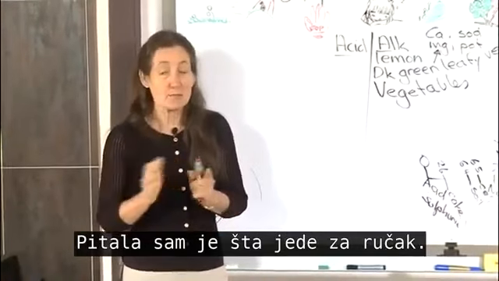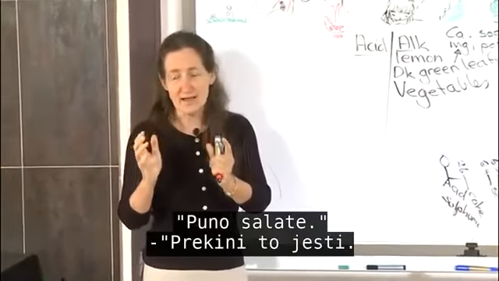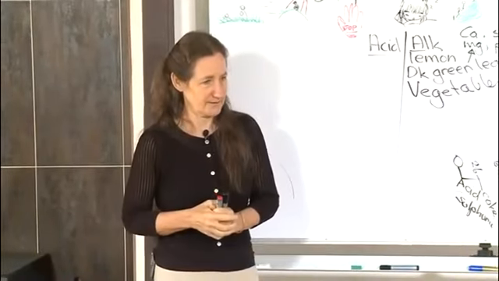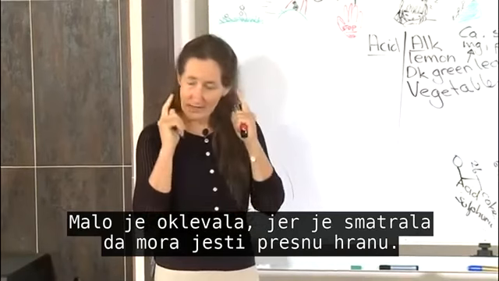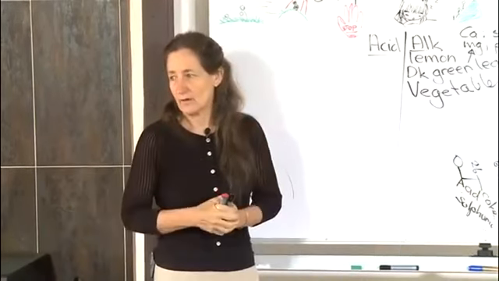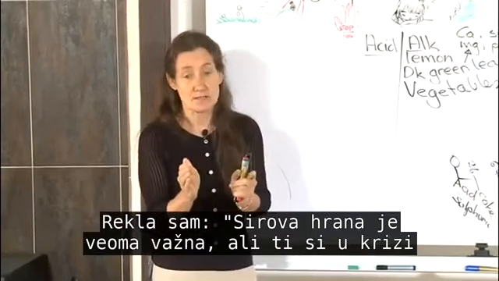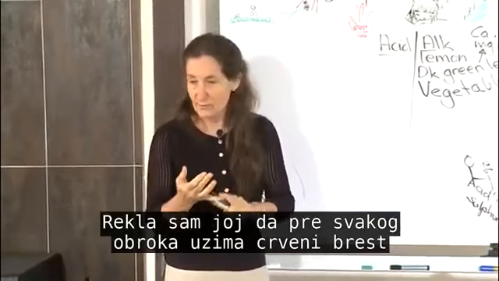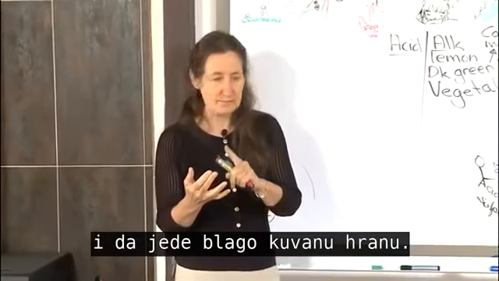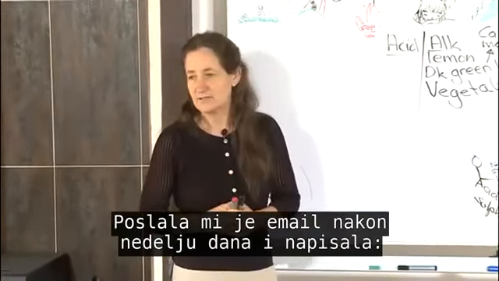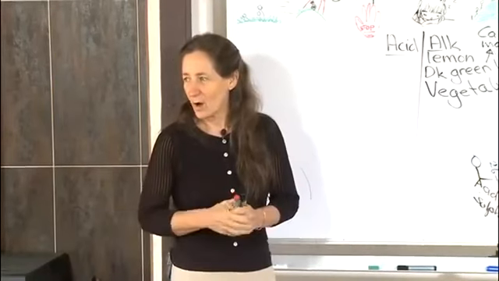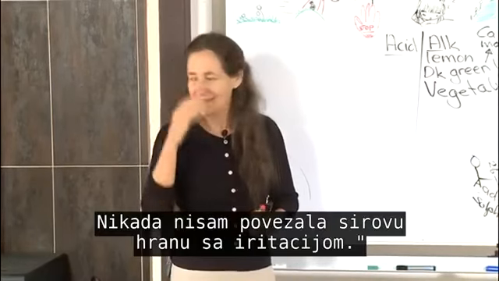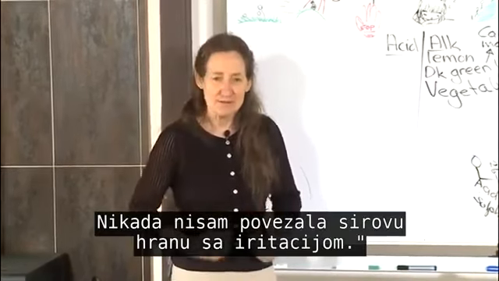I said, what are you having for lunch? I'm having a huge salad. I said, stop the salad. Just have cooked vegetables for lunch. Anyway, she was a bit hesitant because she had it in her mind she must have raw. I said, raw's very important, but you're in a crisis and it's just for a period of time to settle down that stomach. I said, have slippery elm before every meal and just have some gentle cooked food. She emailed me a week later, wow! She said, I'm totally over it. I never ever connected the raw food with the irritation.